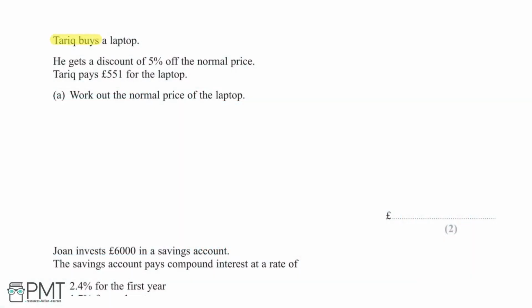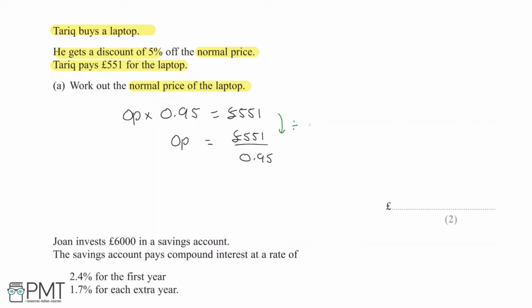We are told Tariq buys a laptop. He gets a discount of 5% on top of the normal price, and he pays £551 for the laptop. We need to work out the normal price of the laptop for 2 marks. So, it's very simple. All we do is we say the original price times 0.95, because he got 5% off, which means he paid 95% of the full price, equals £551. So the original price is going to be 551 over 0.95, and all we did was divide this side by 0.95 because we divided this side by 0.95.